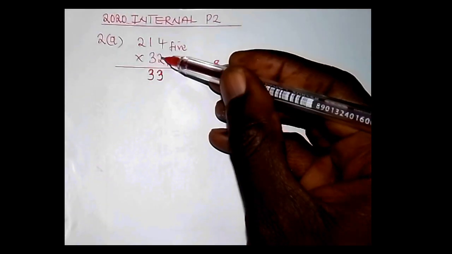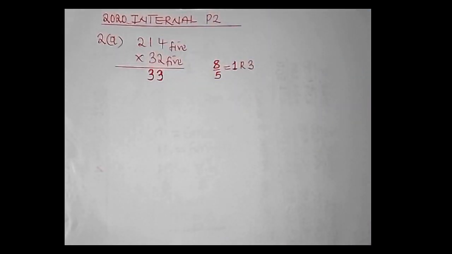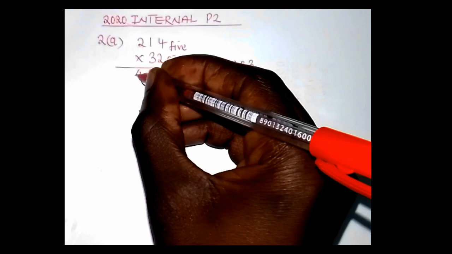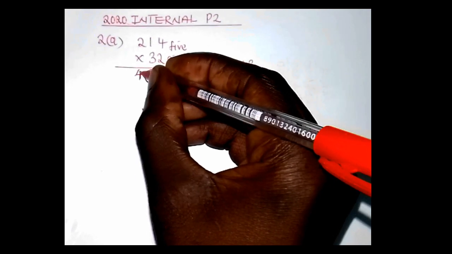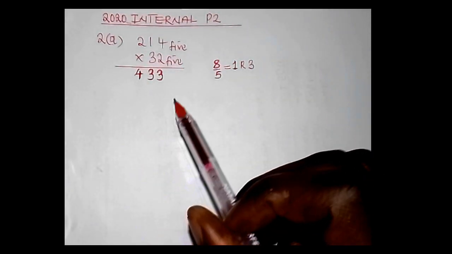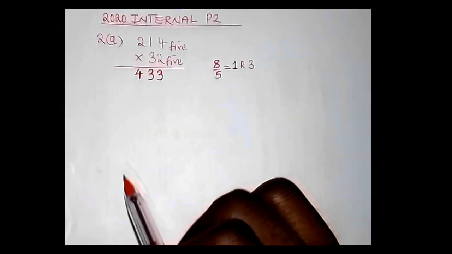Then again, we multiply 2 times 2. 2 times 2 is 4. When we get 4, we just write 4, because 4 is below the base. So even here we write 4 without dividing.